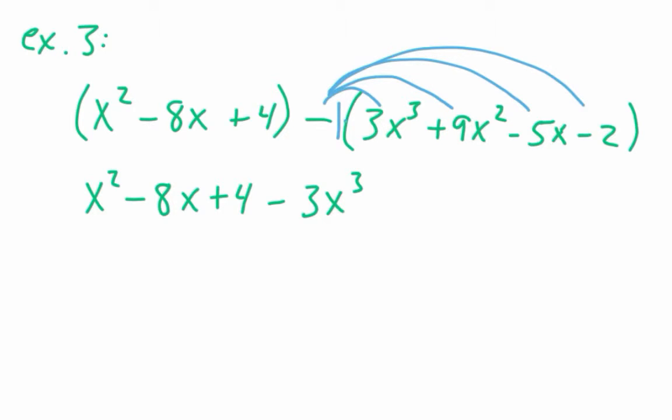My plus 9x squared becomes a minus 9x squared. Negative 1 times positive 9 gives me the negative. My minus 5x becomes plus 5x, because negative 1 times negative 5. And then my minus 2 becomes a plus 2, because a negative 1 times negative 2 gives you a positive 2. All right, now we can go through and find combining like terms.